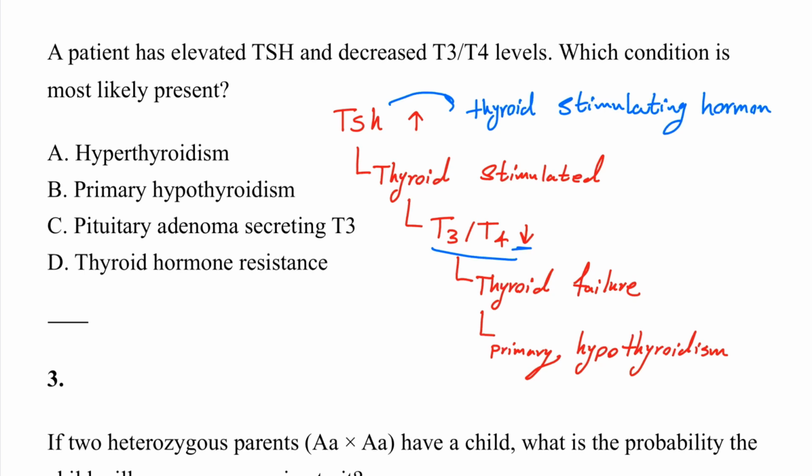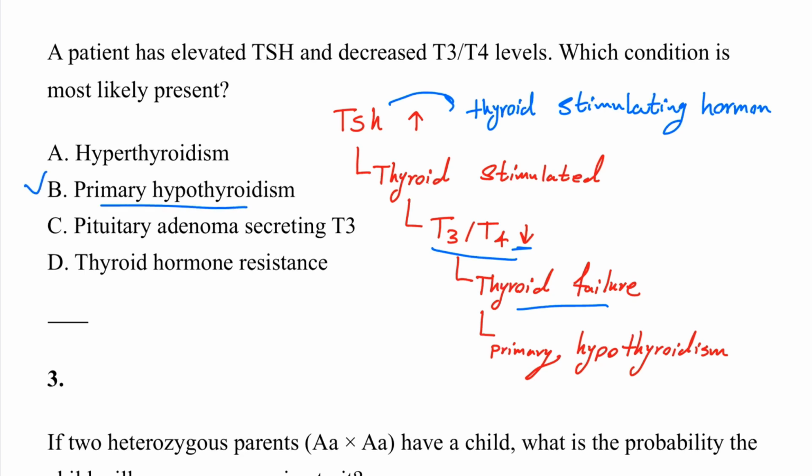So this tells us the thyroid gland is not responding properly. In other words, the problem is in the thyroid itself, not in the pituitary gland. So, thyroid failure. Clinically, this pattern is classic for primary hypothyroidism. Therefore, the correct answer is primary hypothyroidism, B.